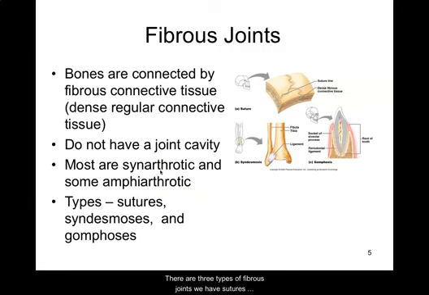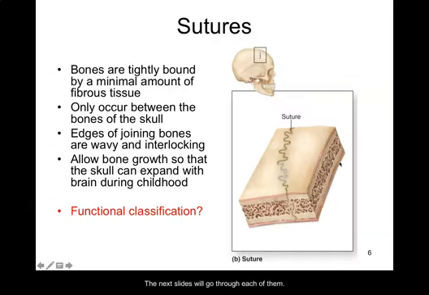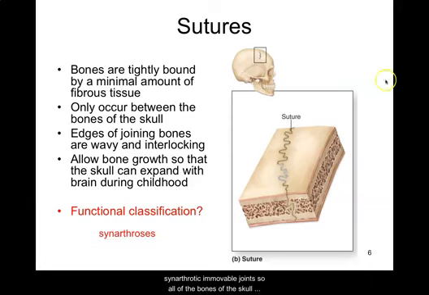There are 3 types of fibrous joints. We have sutures, common in the flat bones of the skull. We have a syndesmosis, and we have a gomphosis joint. The next slides will go through each of them. Sutures are these jagged, wavy joints between the flat bones of the skull. These are all considered synarthrotic, immovable joints. So all of the bones of the skull are connected together through sutures.